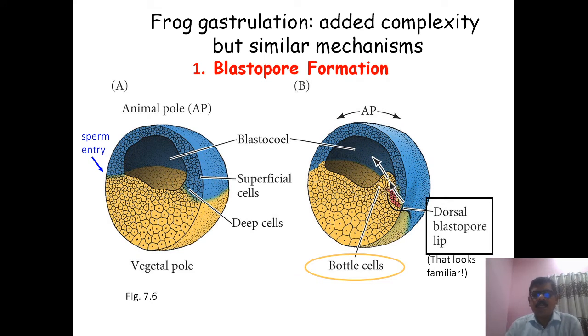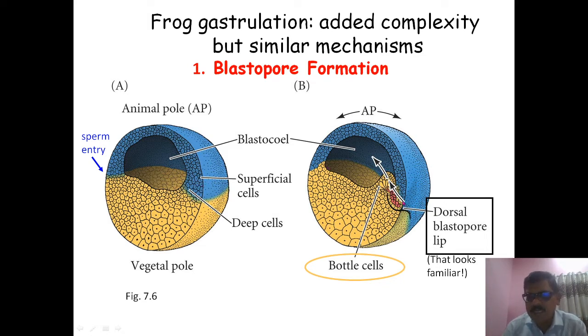What are the steps during the gastrulation process? This is the blastula. This is the blastocoel cavity. These are the larger cells, the macromeres. These are the micromeres. This is the animal pole, and this is the vegetal pole. This is the equatorial region, and below the equatorial region there is a gray crescent area. These are the superficial cells, or the outer cells.